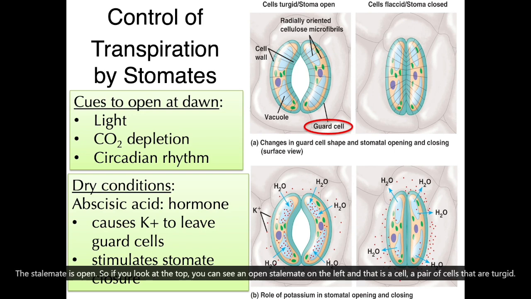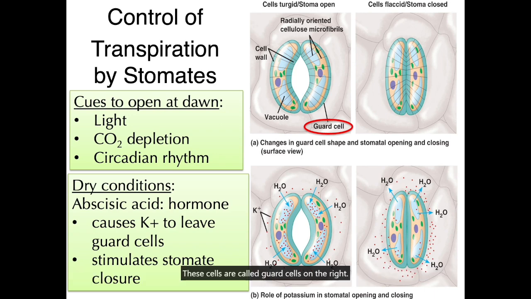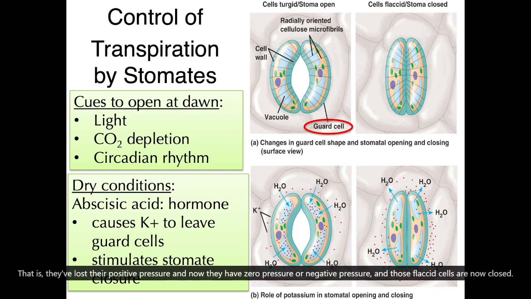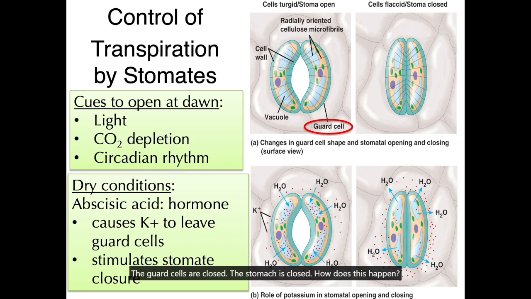the stomate is open. So if you look at the top, you can see an open stomate on the left and that is a pair of cells that are turgid. These cells are called guard cells. On the right, the cells have become flaccid. That is, they've lost their positive pressure, and now they have zero pressure or negative pressure, and those flaccid cells are now closed. The guard cells are closed, the stomate is closed.